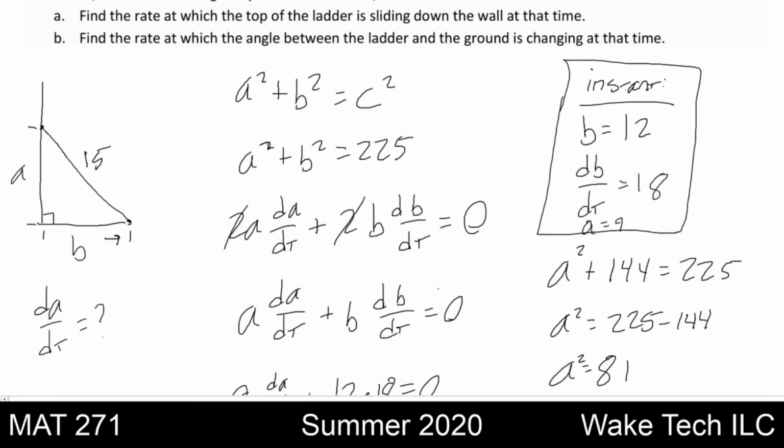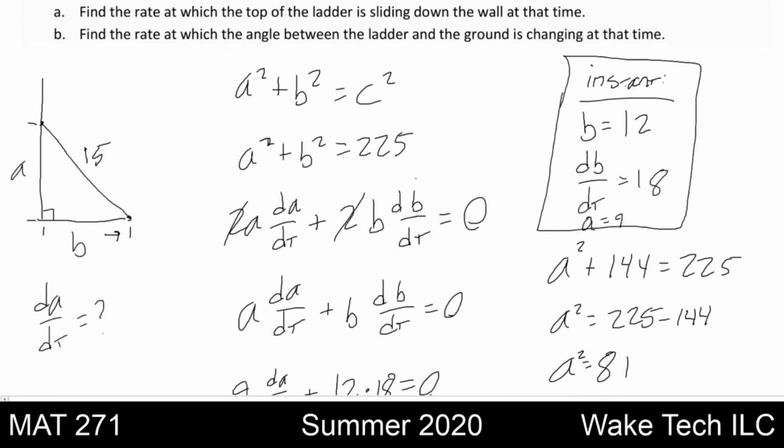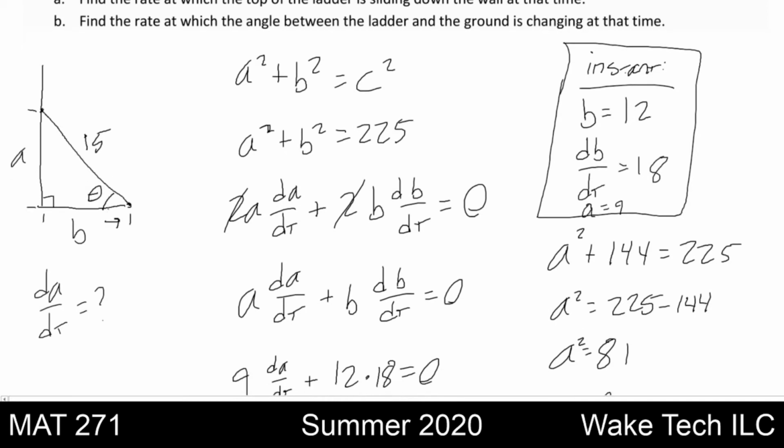Alright, that solves part A here. That's the rate at which the top of the ladder is sliding down the wall at that time. How about part B? It says find the rate at which the angle between the ladder and the ground is changing at that time. So first of all, what is that? And look at this picture again. The ladder and the ground would be this angle right here, which we'll call theta. We like theta for our angles.